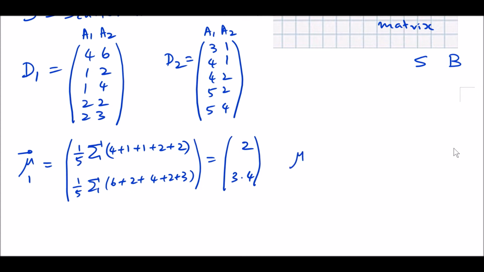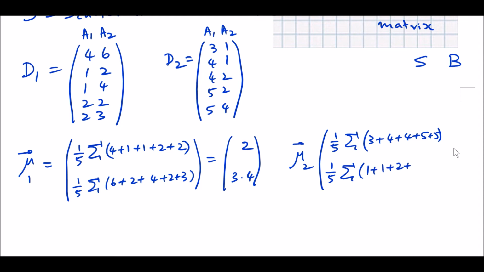Similarly for mu2, we can do the same process: 1 over 5 sigma 3 plus 4 plus 4 plus 5 plus 5, and then the second element, 1 over 5 1 plus 1 plus 2 plus 2 plus 4. If you simplify this, we get 4.2 and 2. That is, mu1 is equal to 2, 3.4, and mu2 is equal to 4.2 and 2.